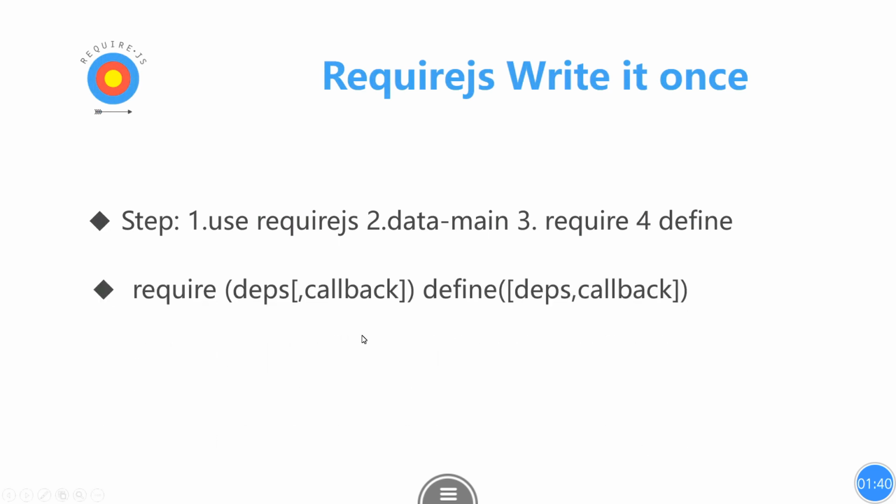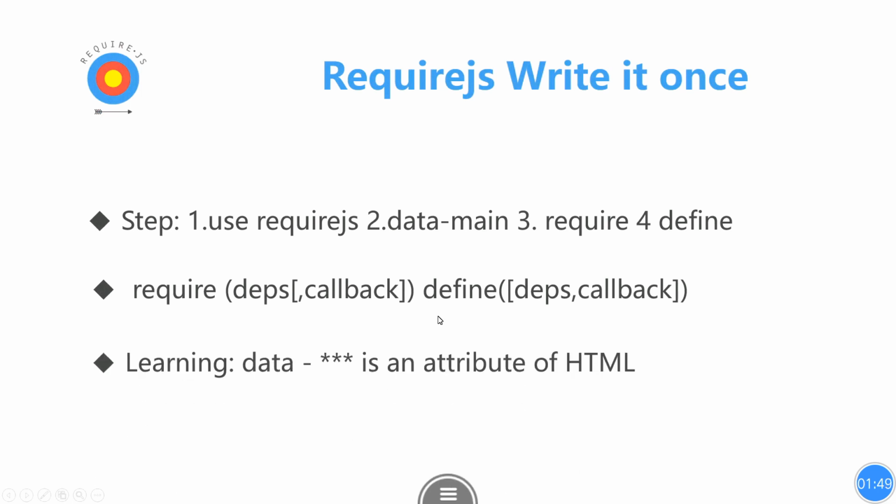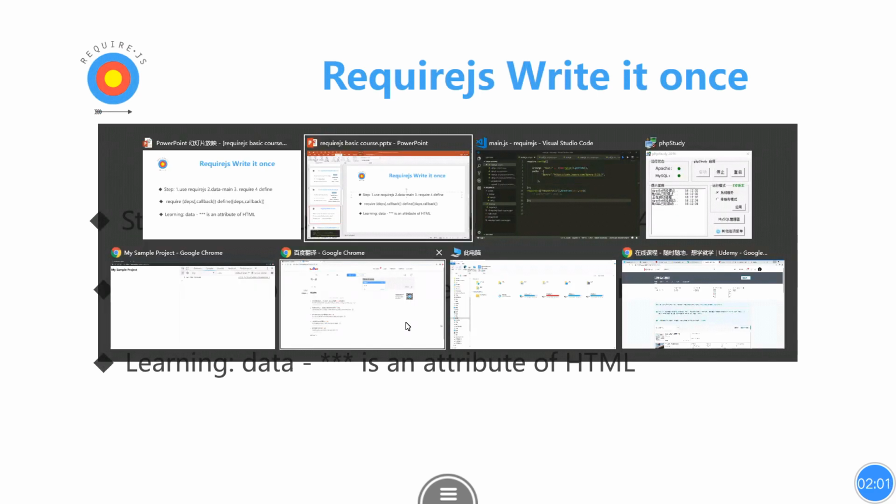The require method and define method, and data-main, are attributes of the HTML file. So let's have a try to write it.